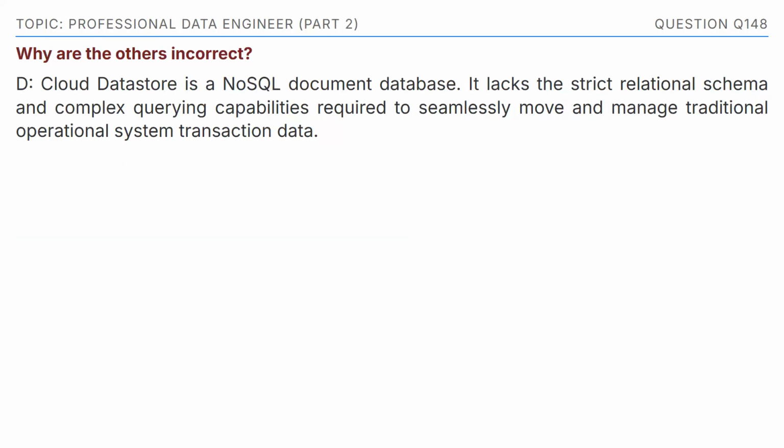Why are the others incorrect? D. Cloud Data Store is a NoSQL document database. It lacks the strict relational schema and complex querying capabilities required to seamlessly move and manage traditional operational system transaction data.